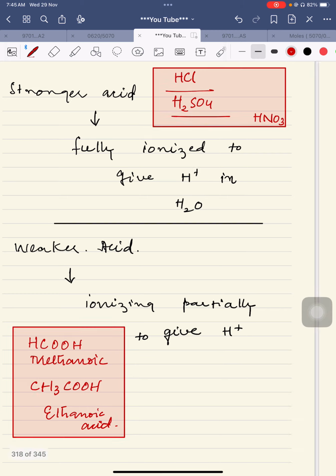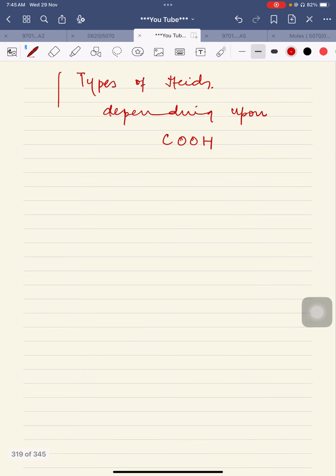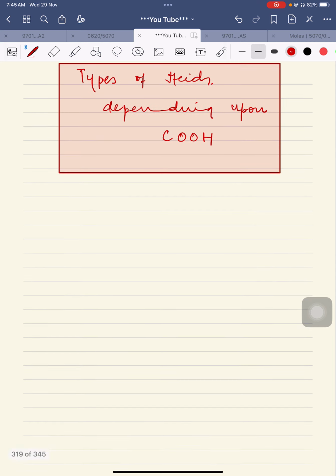Now I am changing the page and taking you to the next categorization. It is the types of acids depending upon COOH. Okay, so what is COOH? It is basically called a carboxylic group.